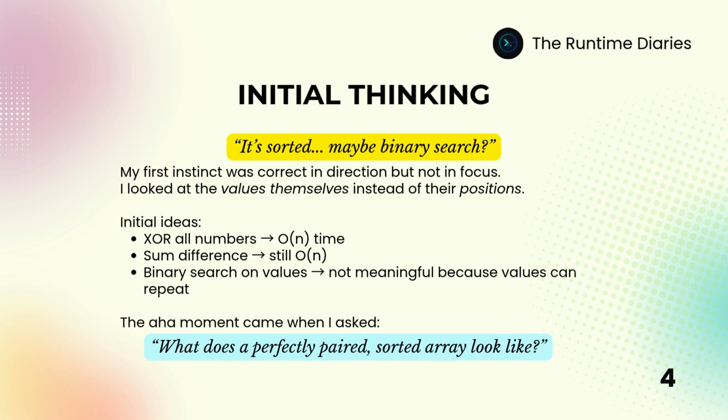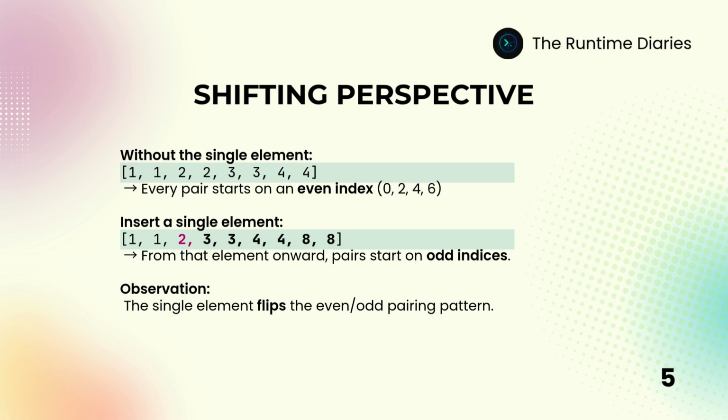The breakthrough question here was, what does a perfectly paired, sorted array look like? Without a single element, every pair starts on an even index: 0, 2, 4, 6. When we insert a single number, that structure flips. From that index onward, pairs now start on odd indices. So the single element acts like a pivot that flips the parity pattern. That's our clue. We can binary search for where the pattern flips.